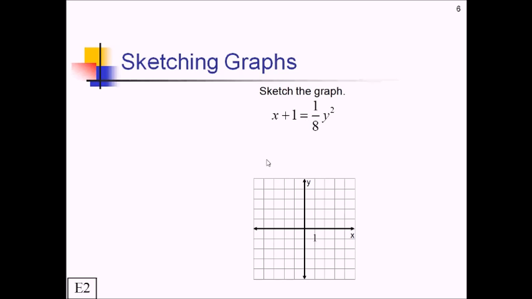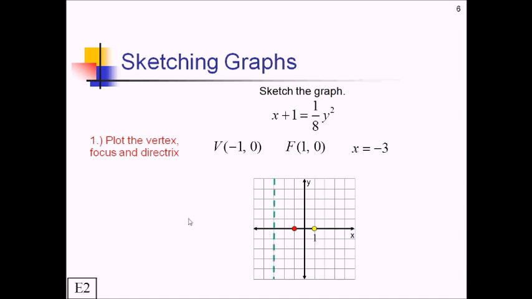At this point, we're going to graph a parabola. So we need to plot the focus, the vertex, and the directrix that we just found. So there's our vertex, focus, and directrix. Vertex was -1, 0. Focus was 1, 0. Directrix was x equals -3. And now we only actually have one more step here. We have to plot 2 more points that are the same distance from the focus and the directrix.